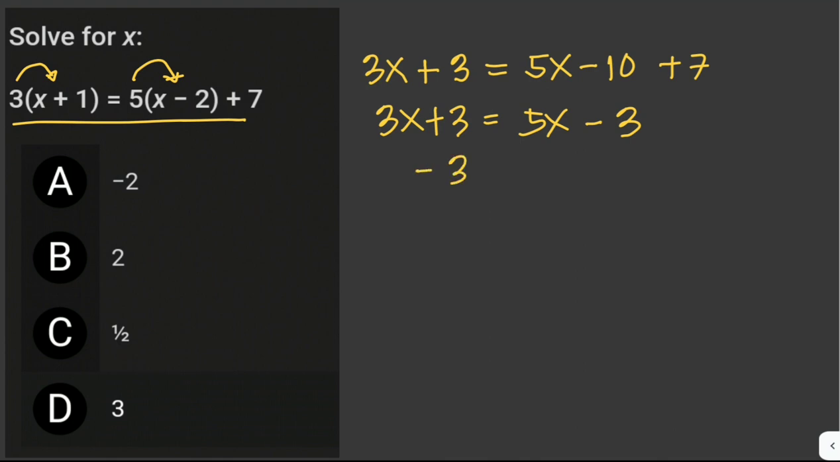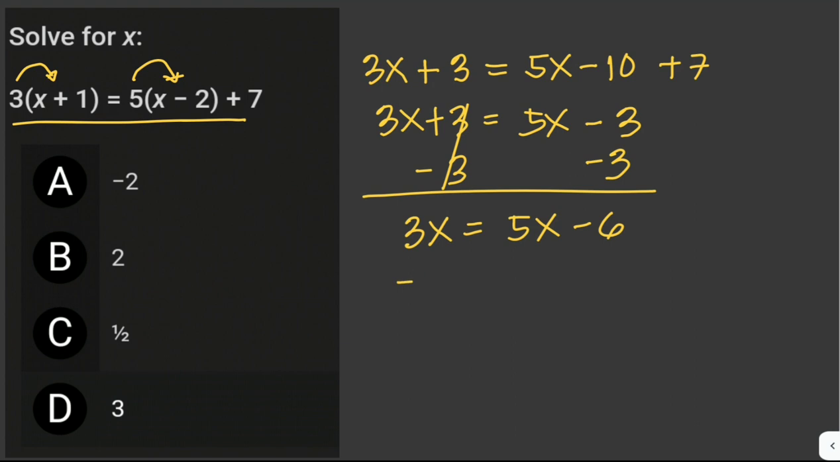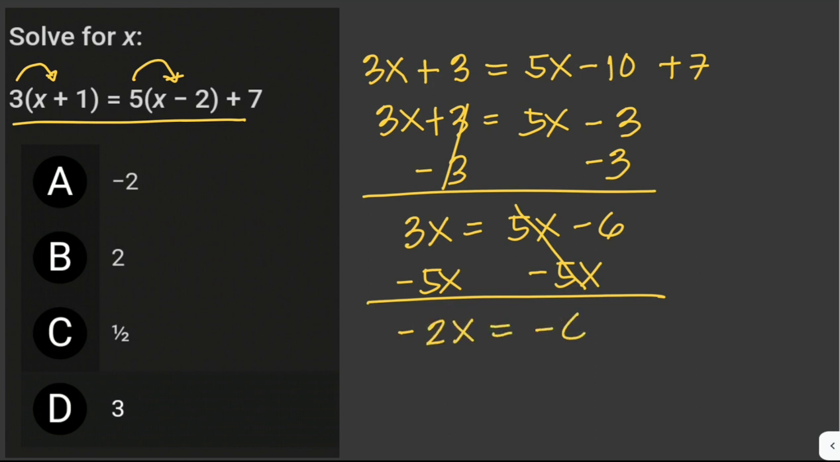Then we subtract 3 from both sides. This cancels out. So this would be 3x equals 5x. Negative 3 plus negative 3 is negative 6. And then we subtract 5x from both sides. This cancels out. So we have 3x minus 5x is just negative 2x equals negative 6.